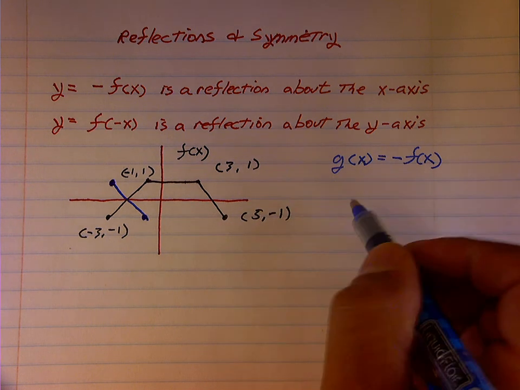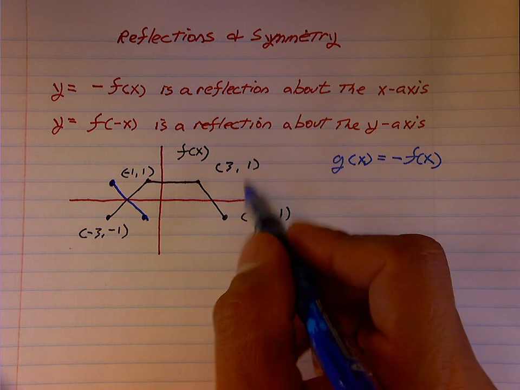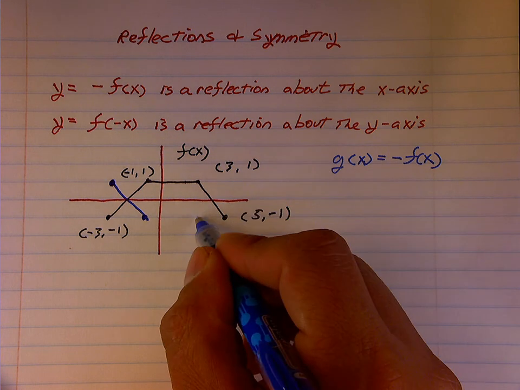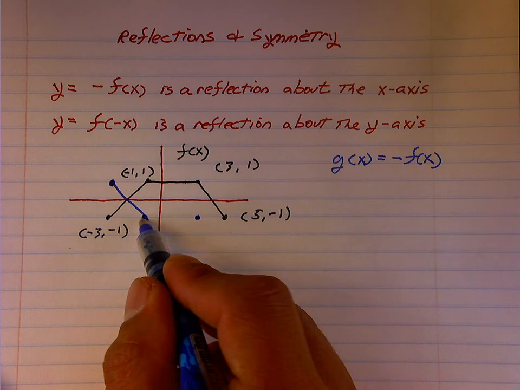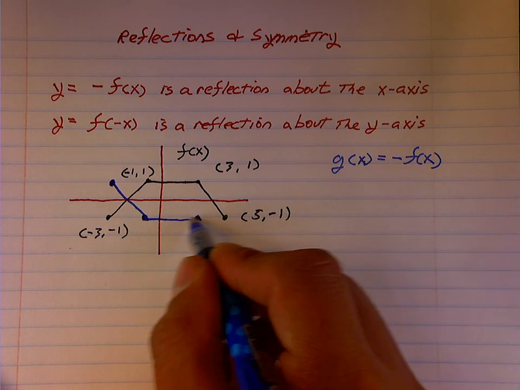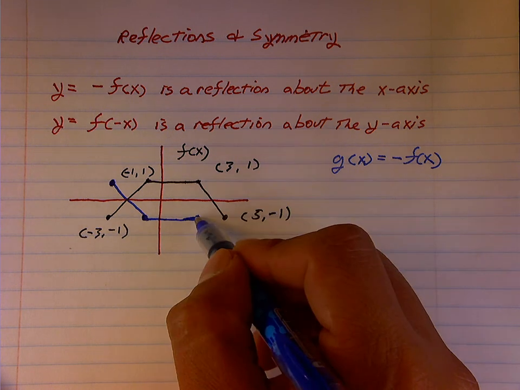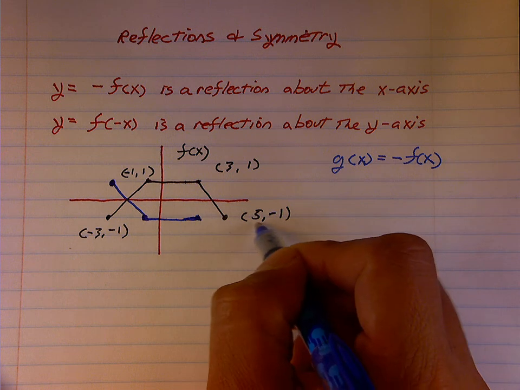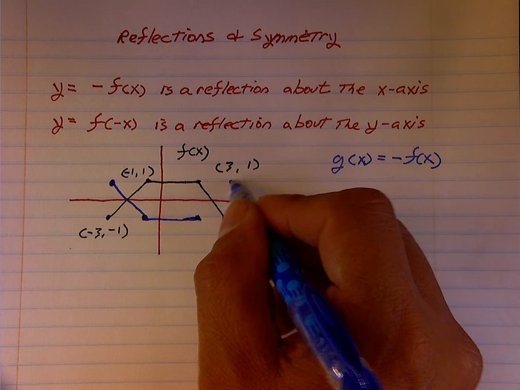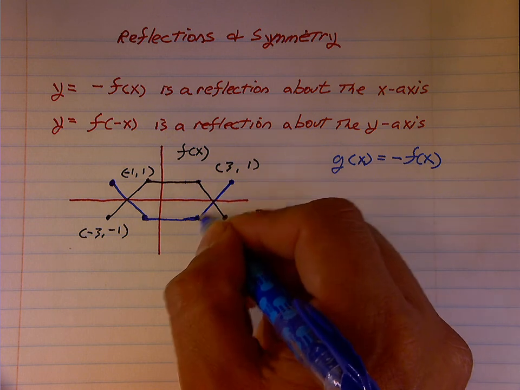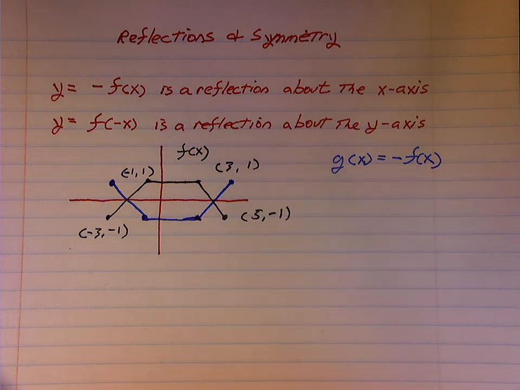3, 1, what I'm going to do to reflect it about the x-axis is change that to a negative 3. I'm sorry, a positive 3, but a negative 1 for the y value. So the only thing that changed was the y value. Same thing here. The x value stays the same. The y value becomes a positive 1. So that is the graph of negative f of x.